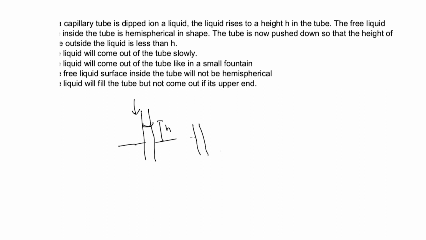Now what will happen? Now it is a question of insufficient length of the tube. If the length of the tube is insufficient, definitely the water will not come out, but the radius of curvature will increase. So liquid will come out slowly, a small fountain, will not be the correct option. Option C, the free liquid surface inside the tube will not be hemispherical. Yes, because its radius of curvature will now increase. The liquid will fill the tube but not come out of the upper end. C and D will be the correct choices.